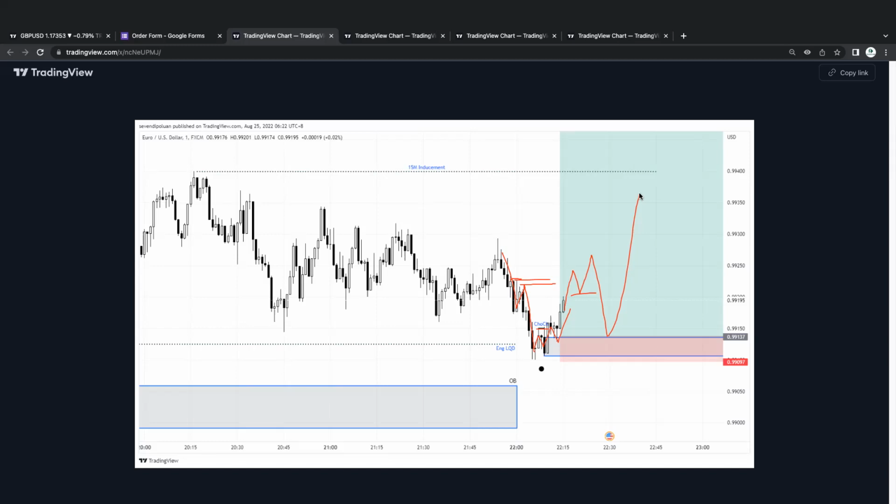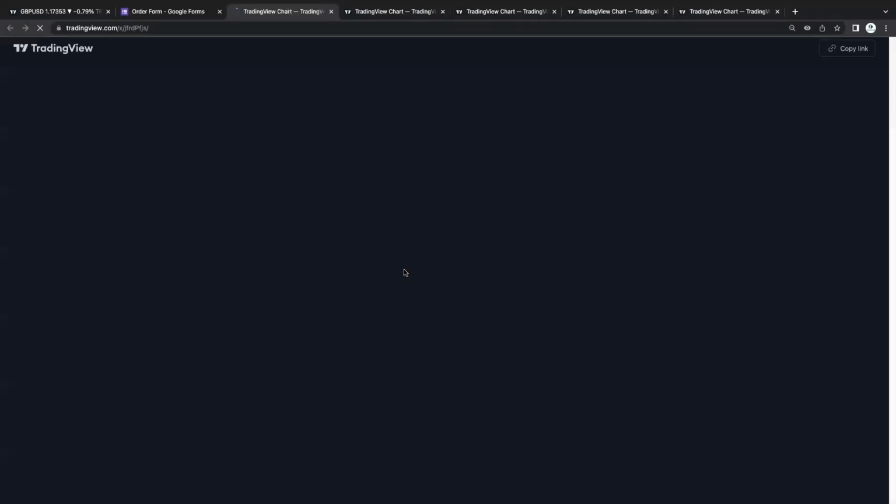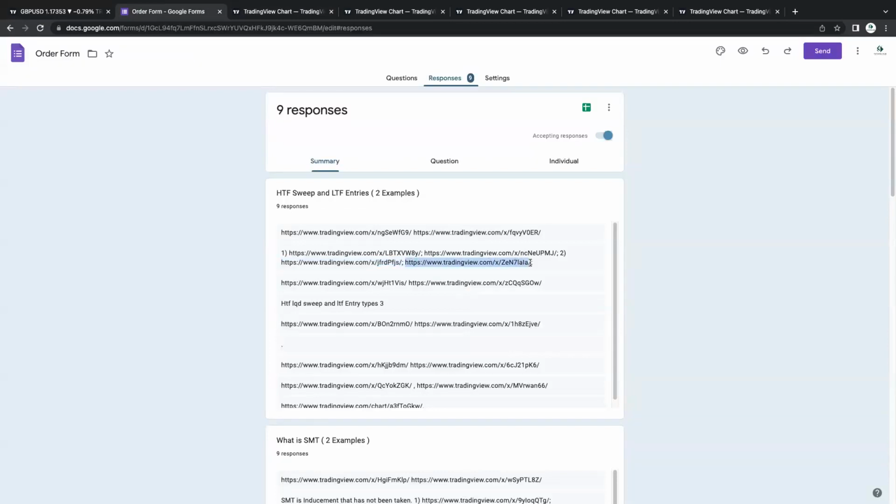Okay, and now let's see. Check this one here. Okay, so this one is our higher time frame sweep. All right, let me check the lower time frame entry here.